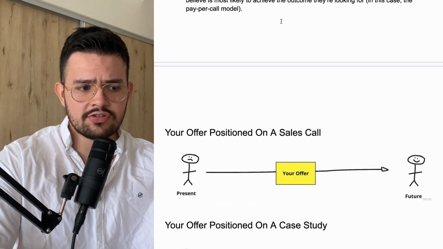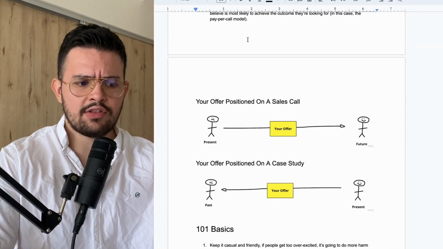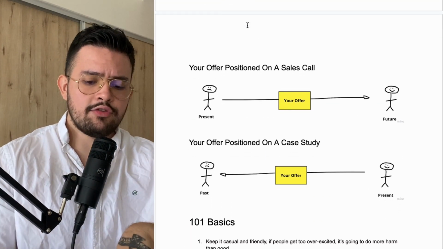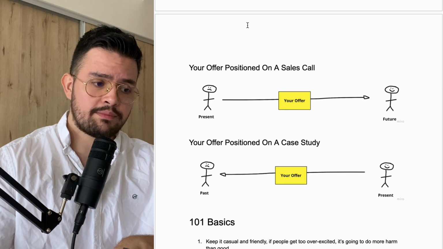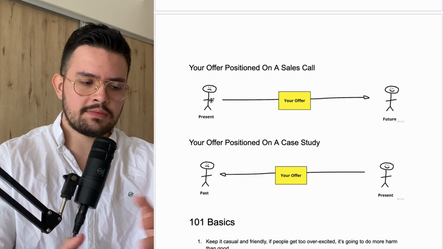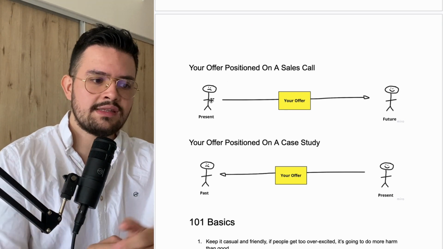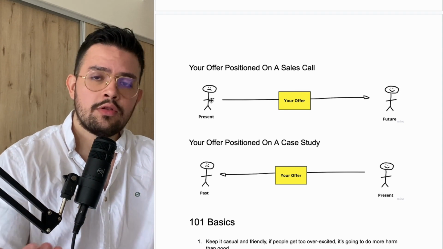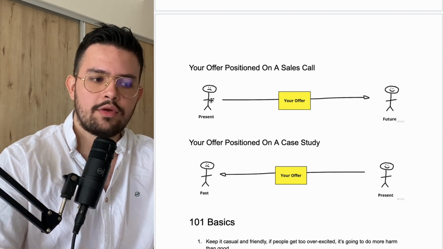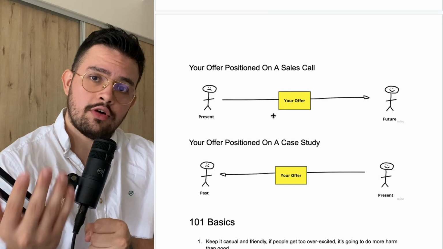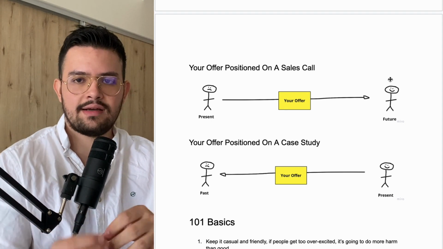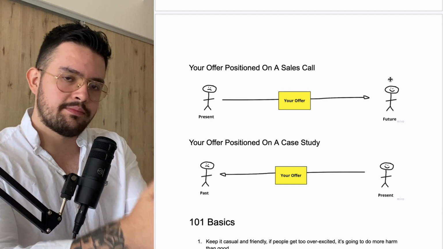So I want to take a brief moment to talk about something that I don't see many people talking about. When you are on a sales call with a prospect, your prospect is struggling with something, that is their present circumstance, and then they have a future goal or some sort of desired outcome that they are looking for. What you want to do is position your offer as the bridge they need to take, or the vehicle that is going to take them from present circumstance to future circumstance.